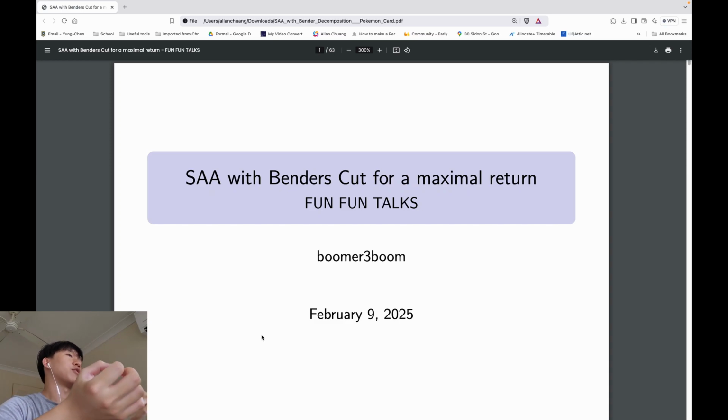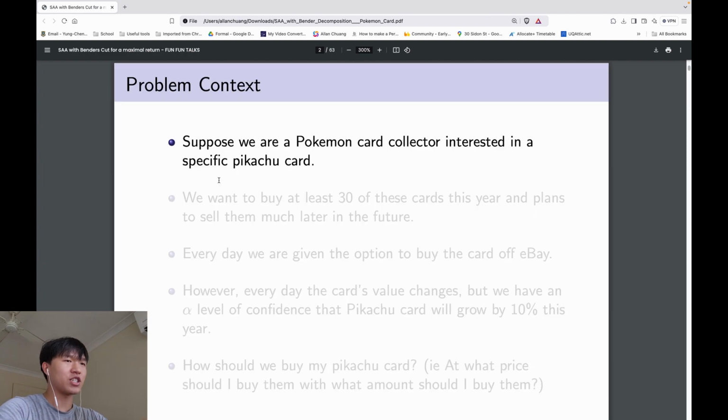So today I'm going to be talking about sample average approximation with Benders cuts for a maximal return. SAA here is sample average approximation. So let's define our problem context first.